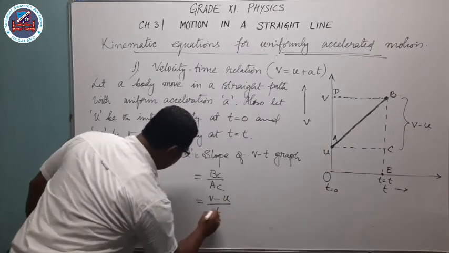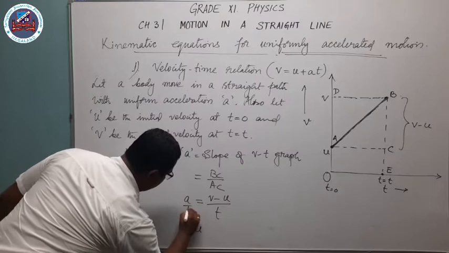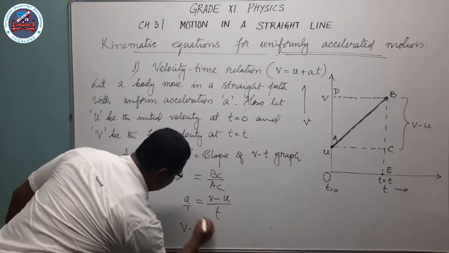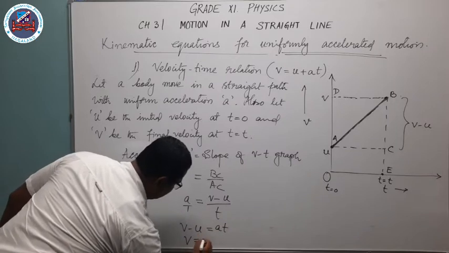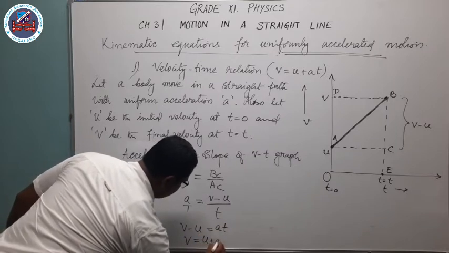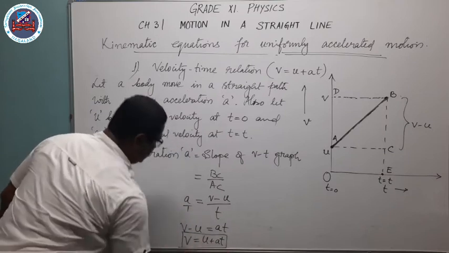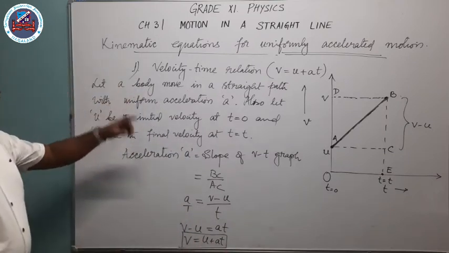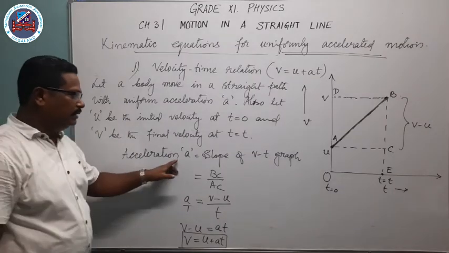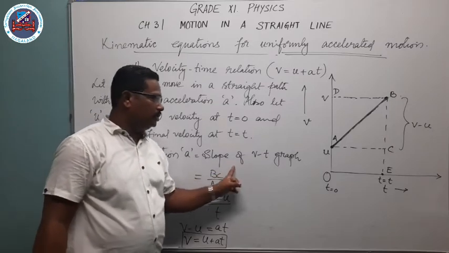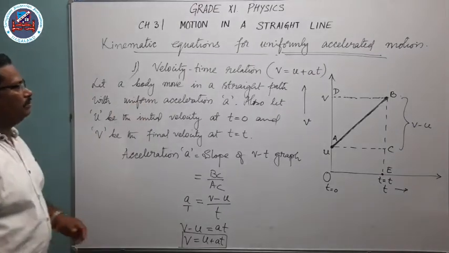T. So if you cross multiply it, V minus U, here nothing is 1, if you cross multiply it, you will get A into T as AT, or you can write V is equal to, if you transpose it, plus U plus AT. Like this you can get the velocity time relation, that is V equal to U plus AT. So simply you have to know that acceleration is equal to slope of the velocity time graph. This is the first equation of motion.